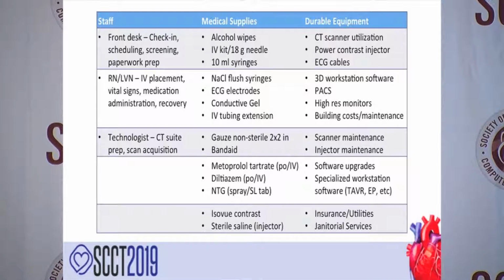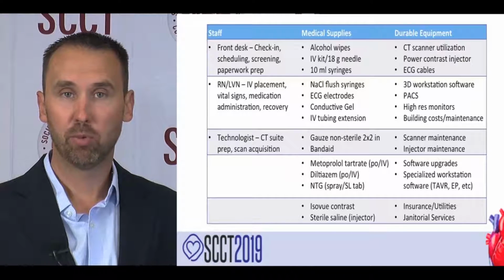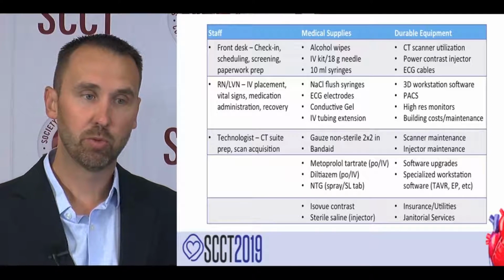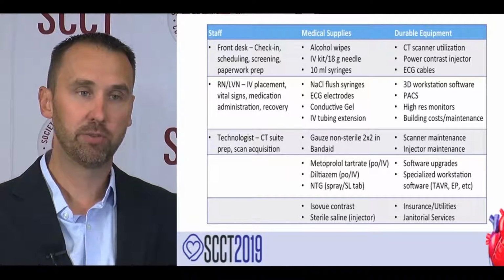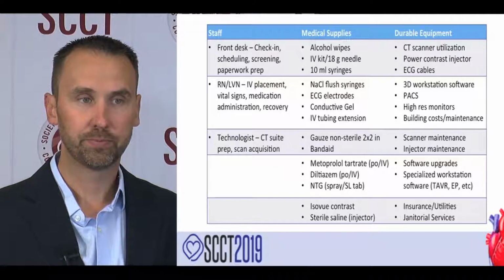This is by all means not an all-inclusive list, but this is just some of the things that go into performing a cardiac CT scan that need to be taken into account. The staffing, the time for prep and recovery for nursing staff, for technologists, all the various durable goods that are used in preparation for this, as well as some of the medical supplies that are used as well.